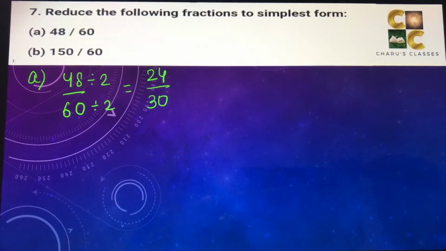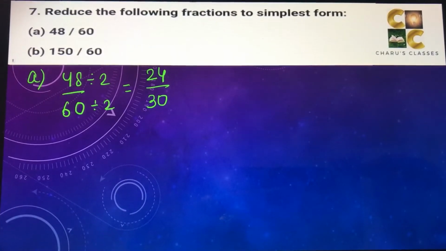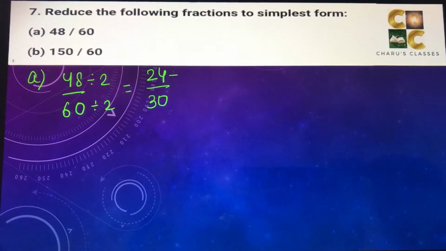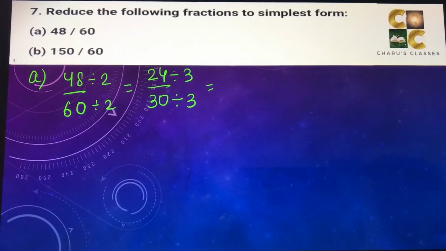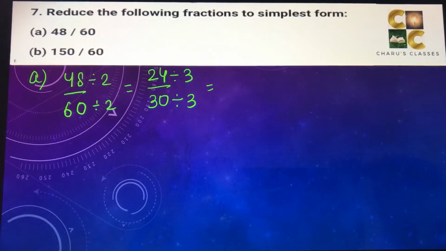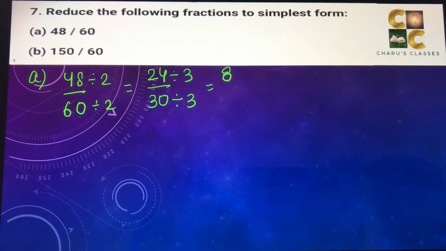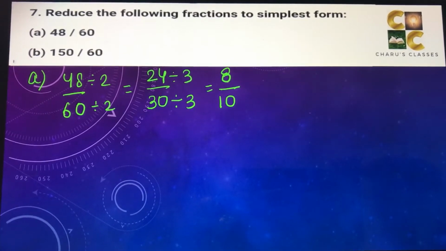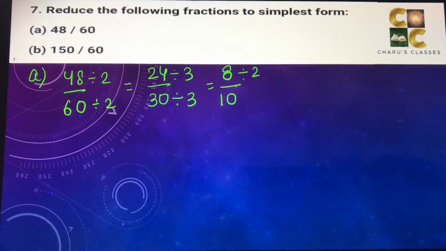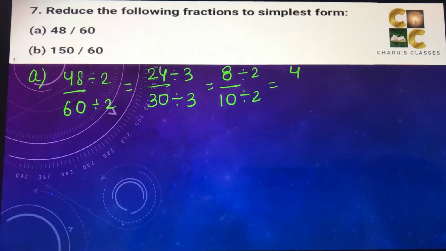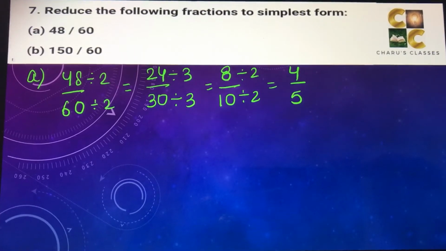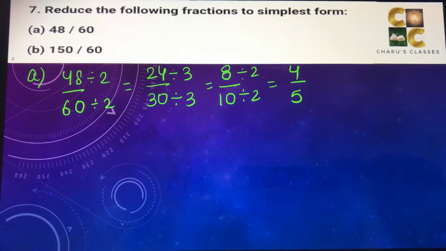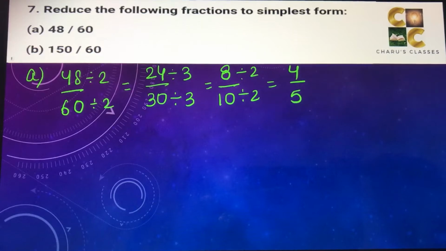Now आप जानते हो कि ये दोनों 3 के टेबल में आते हैं, so you can divide by 3. You can divide by 2 also, because again they come in the table of 2 also. हमने अभी 3 से कर दिया, so we get 8 by 10. अब ये 2 के टेबल में अभी भी एक साथ आ रहे हैं, so we have 4 by 5. So the answer here is 4 by 5, because 4 by 5 अब इससे ज़्यादा सिंप्लीफाई हम नहीं कर सकते हैं.